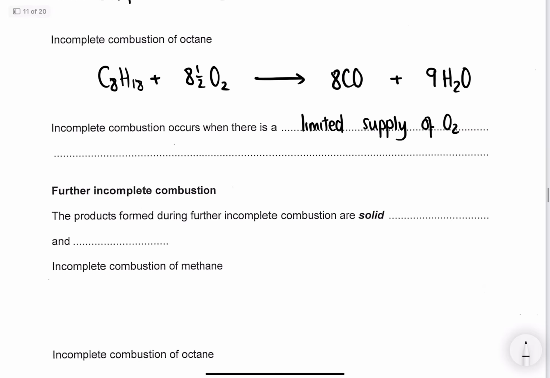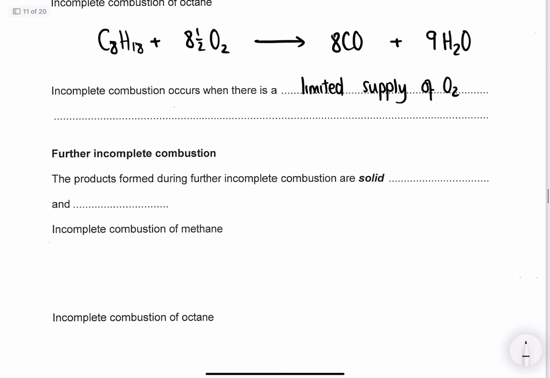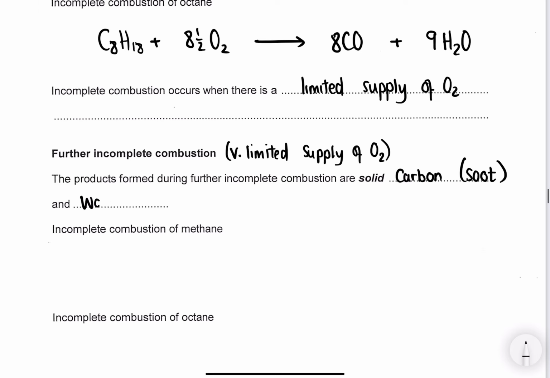We've got further incomplete combustion, which is even more limited. So very limited supply of oxygen. You may have done this at some point in your chemistry career. Have you ever put a beaker on top of a Bunsen and heated it on the safety flame, the orange flame, and then noticed that the bottom of your beaker is covered in solid black carbon, soot? You still get water though.